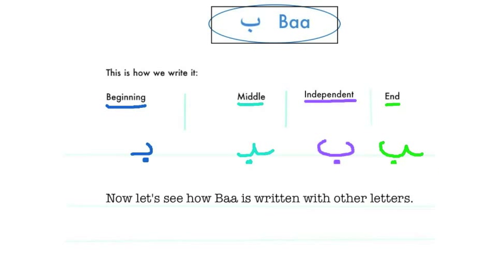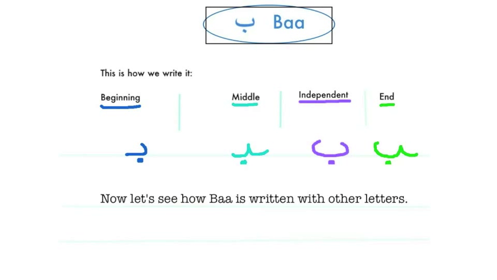Now let's see how ba is written with other letters. Watch as I write the word bait. The word bait has ba in the beginning of the word and it means house. Now watch as I write the word Habib. The word Habib has ba in the middle of the word and it means deer.